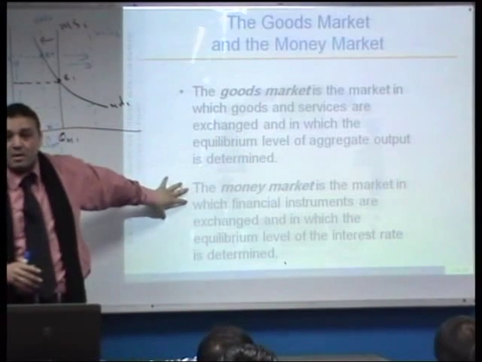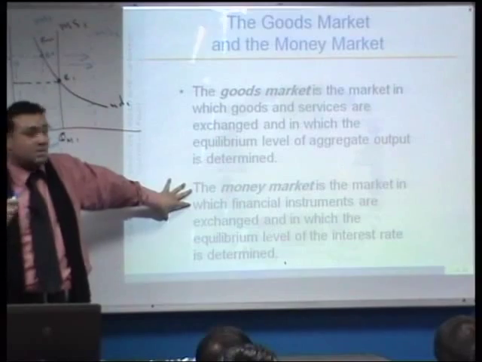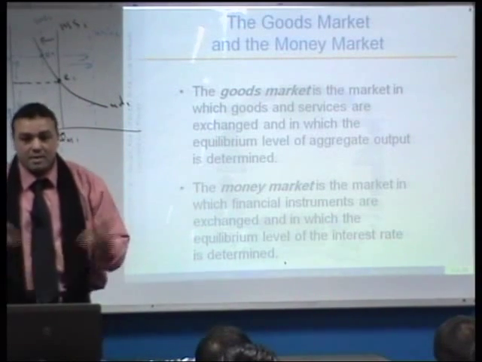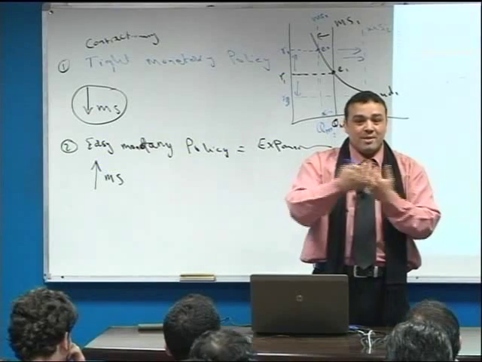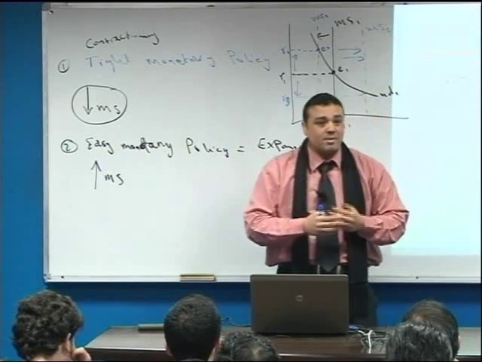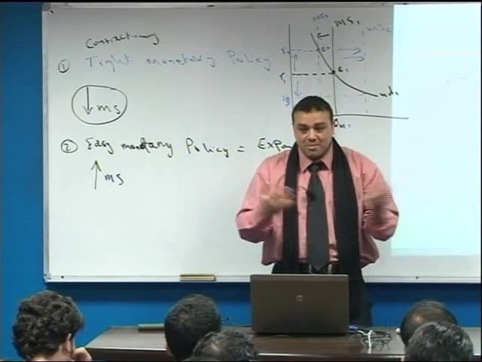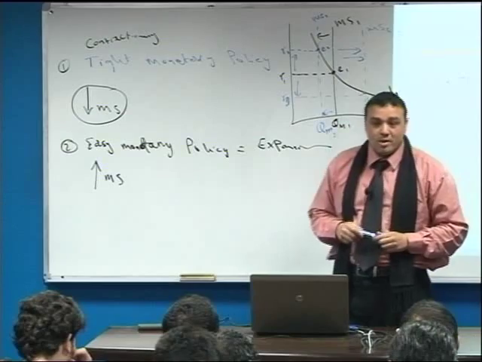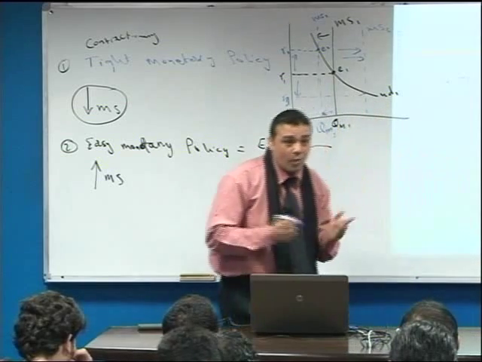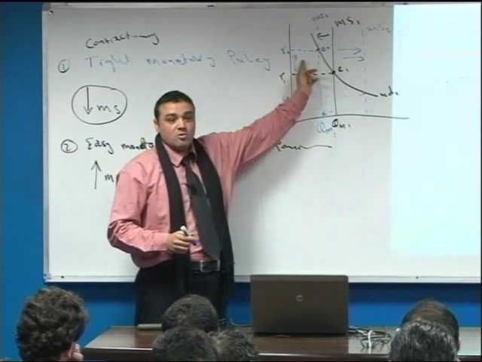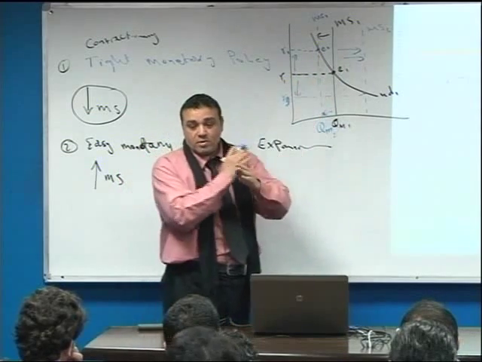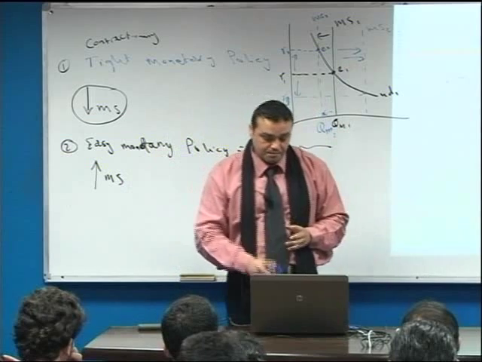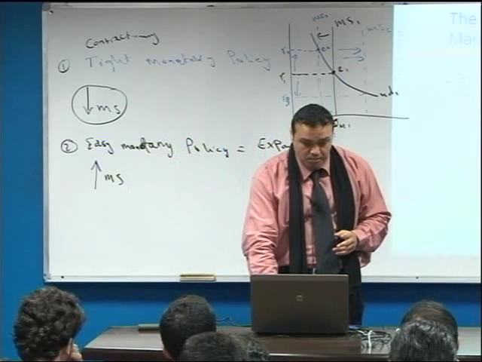The money market is the market in which the financial instruments are exchanged. بصير في عندي في الماني تبادل ما بين الادوات الماليه ما بين اللي هو الماني ديماند والماني سبلاي. وين اللي بيتحدد فيه؟ الانترست ريت. The equilibrium interest rate is determined in the money market when there is an intersection between the money demand والماني supply. صح؟ طيب. Let's go.